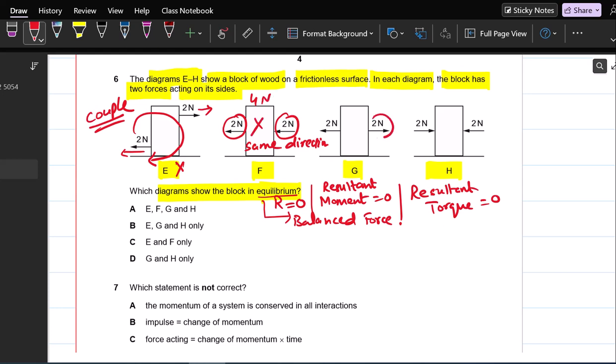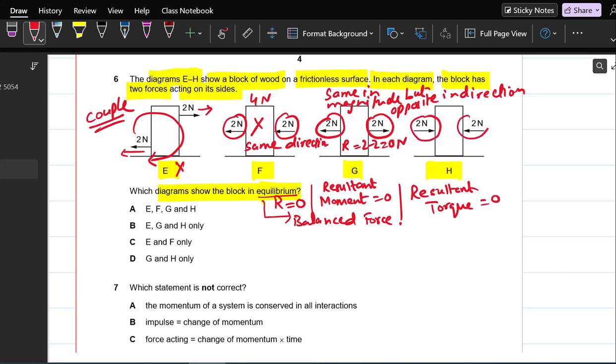Here two forces are acting the same in magnitude but opposite in direction. So the resultant force will be 2 minus 2, it will be 0 Newton. If you see the H diagram, it is also showing two forces acting in opposite direction, having the same magnitude. Here the resultant will be 0. So G and H are in equilibrium. So D is the right option.